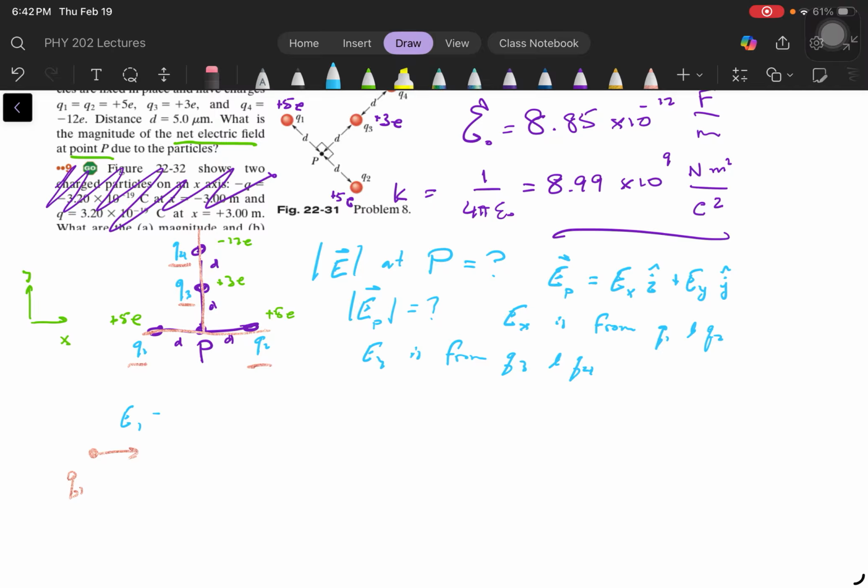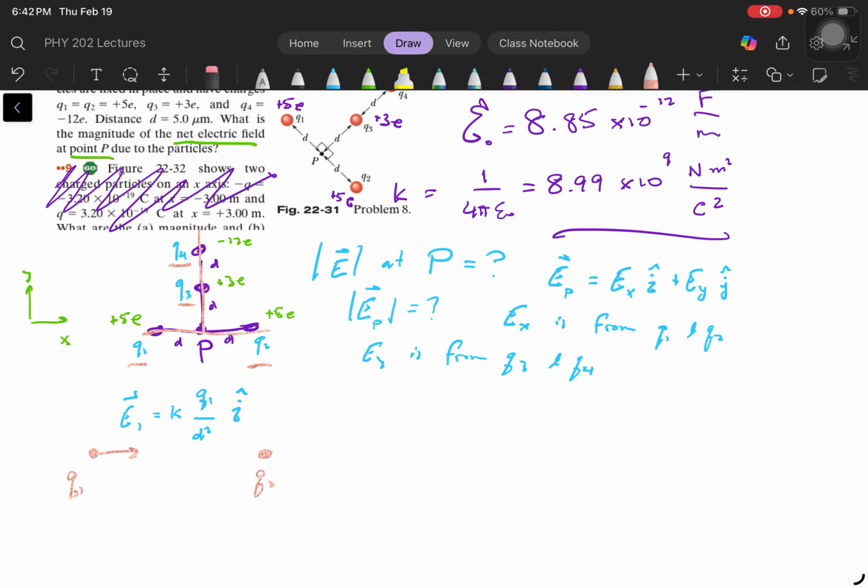E1 is equal to K Q1 over D squared. And we can make this a vector, and it's pointing in i hat, right? And it's positive because it's pointing to the right.